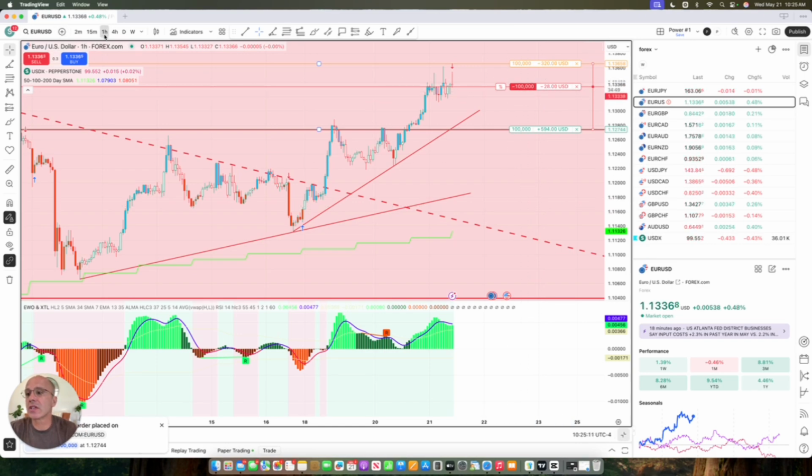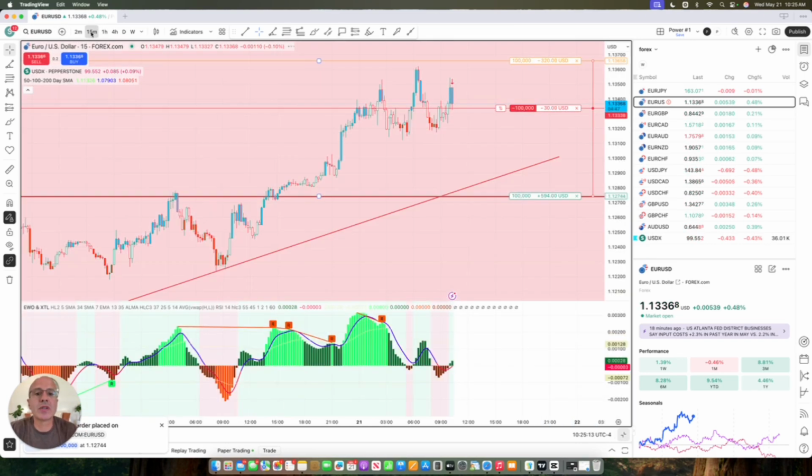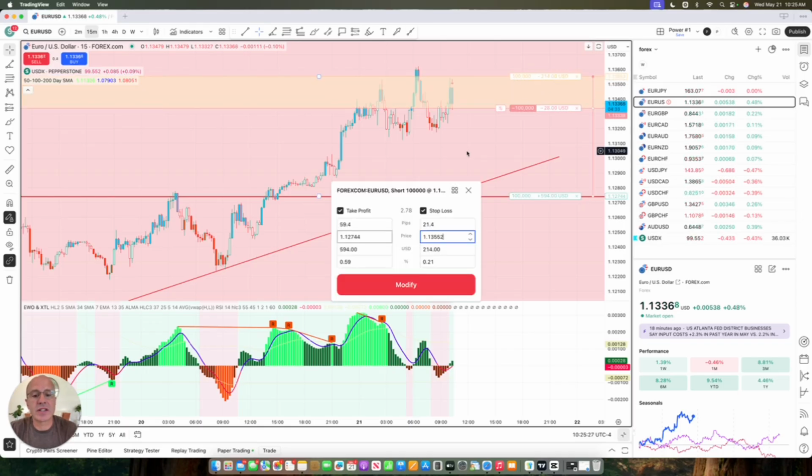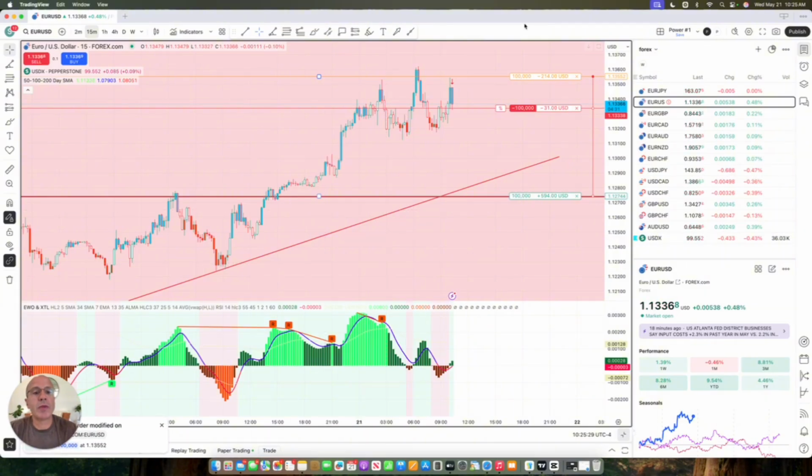So that's in an hourly chart. So I go down to 15 minutes, and I see that I have my stop loss right there, and I'm going to bring it after this bar breaks this low. I bring down my stop loss to that high right there. You see, I'm already starting to reduce my initial risk. So right now I'm risking 214 to make 594. So we just have to wait.